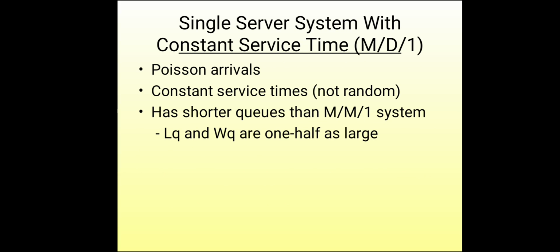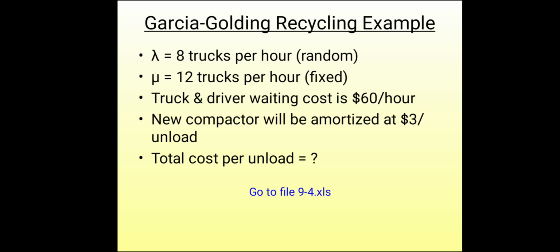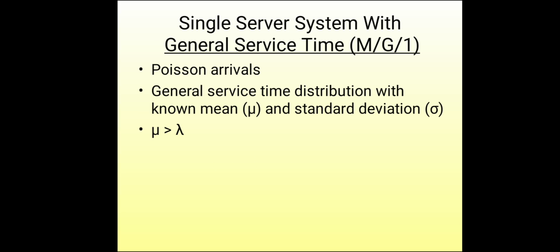Then single server with constant service time, that is M/D/1. In this case, with Poisson arrivals and constant service times, there are shorter queues than the M/M/1 system; Lq and Wq are one half as large. Then single server system with general service time, M/G/1. Here Poisson arrival, general service time distribution with known mean, that is mu, and standard deviation. So this is a mixed one.